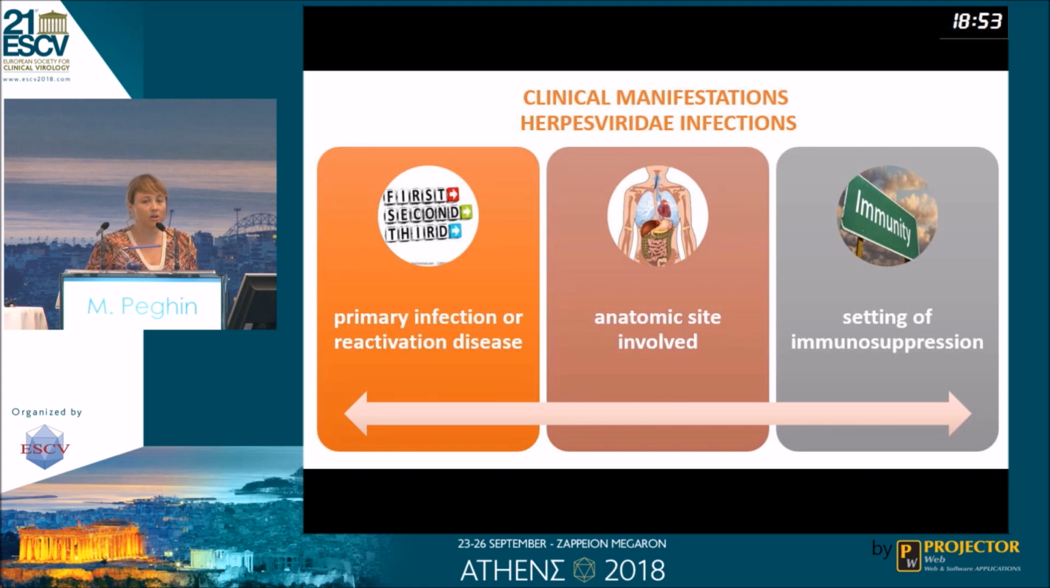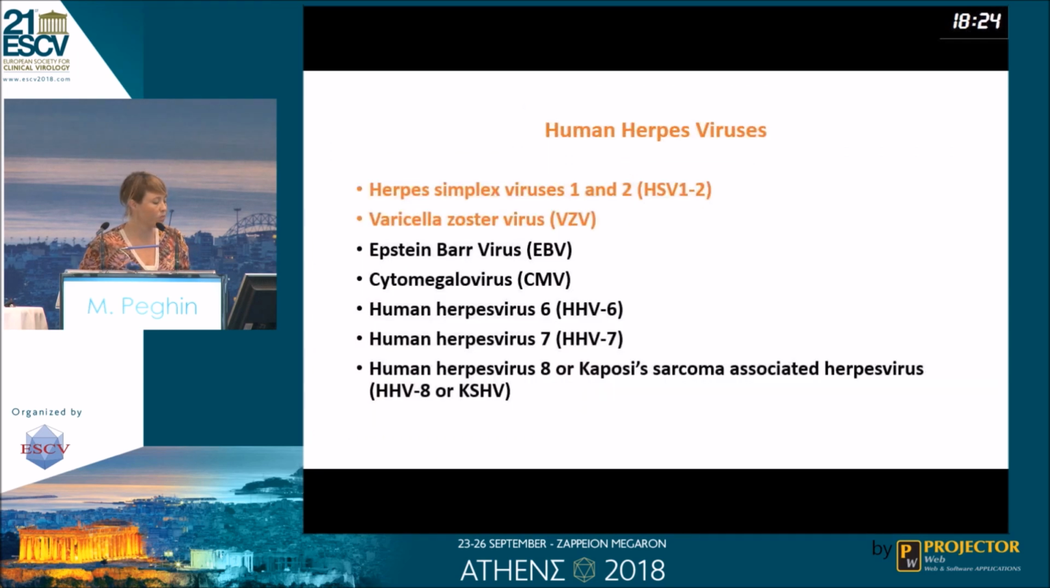It depends on the anatomic site involved, since in immunocompromised patients we can have several visceral involvements, including central nervous system, ocular infection, lung, liver, and gastrointestinal infection. And lastly, it is related to the setting of immunosuppression, since transplant patients, patients with malignancies, pregnant women, and older patients have a higher risk of severe visceral dissemination.